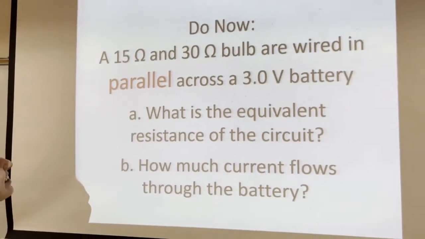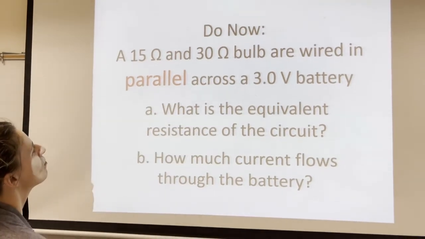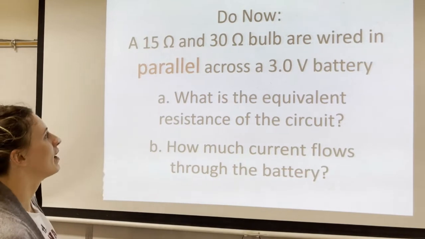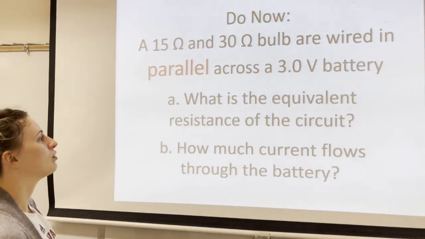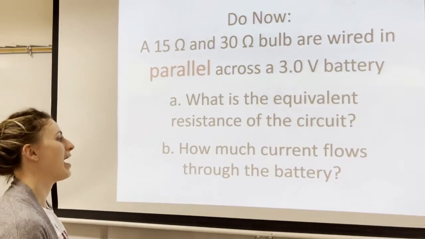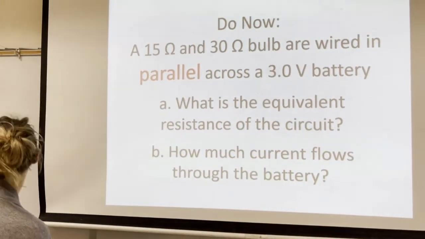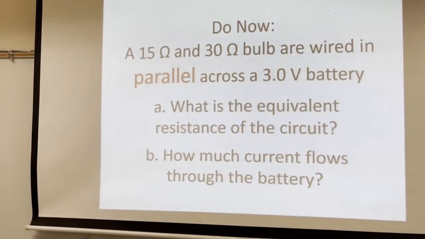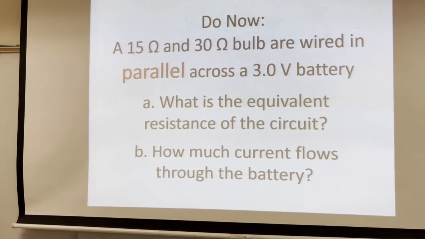Do this now. A 15 ohm and 30 ohm bulb are wired in parallel across a 30 volt battery. What is the equivalent resistance of the circuit and how much current flows through the battery? Start with a diagram. Pause this, see what you can do. Take a look at your notes from yesterday.